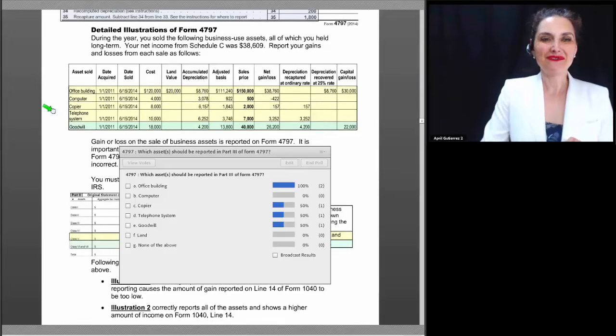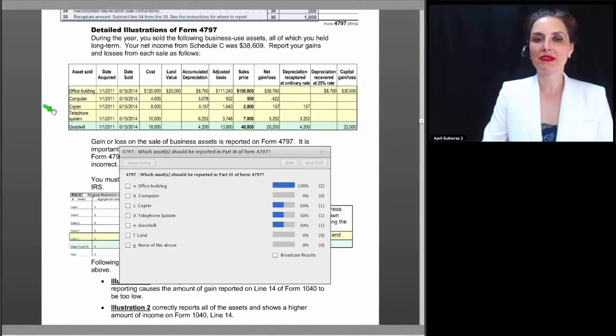Telephone system. We bought it for $10,000. We have $6,252 of accumulated depreciation, an adjusted basis of $37.48, and we sell it for $7,000. Definitely a profit there and definitely a recapture of depreciation going on, so it goes in Part 3.